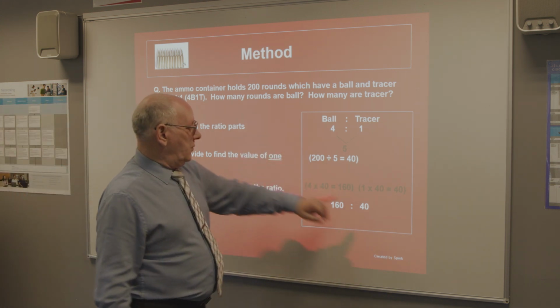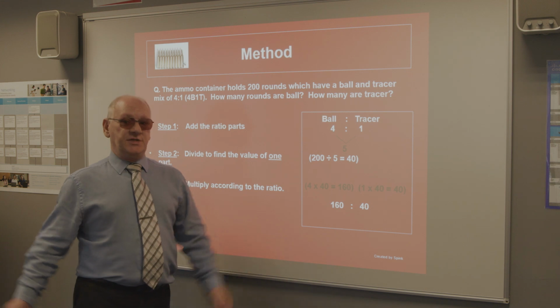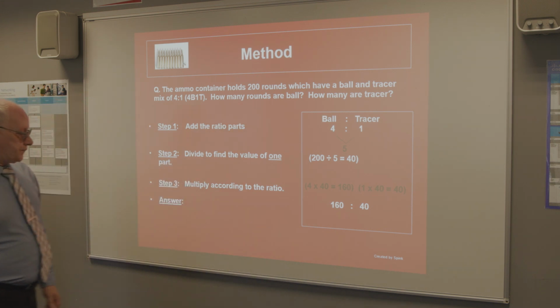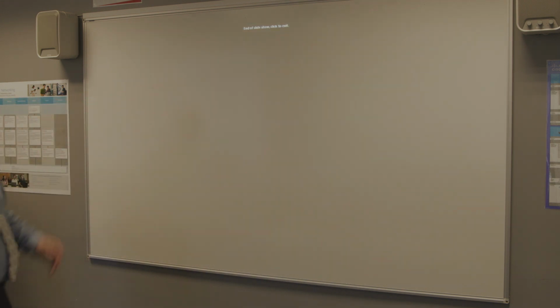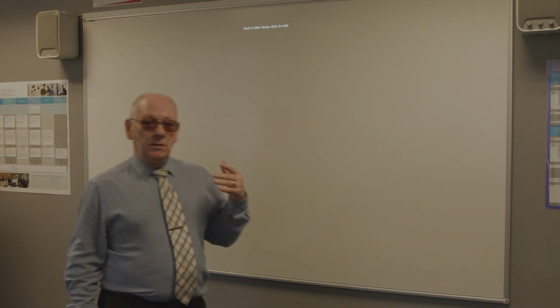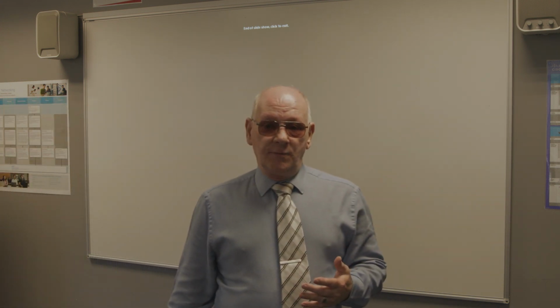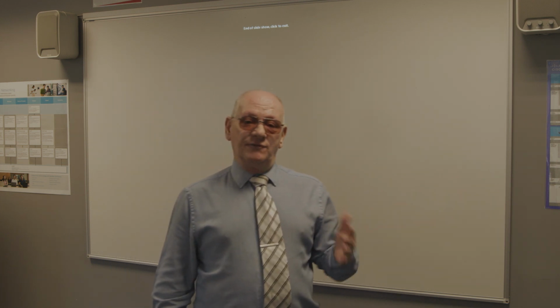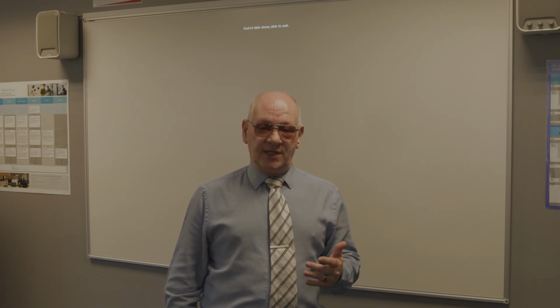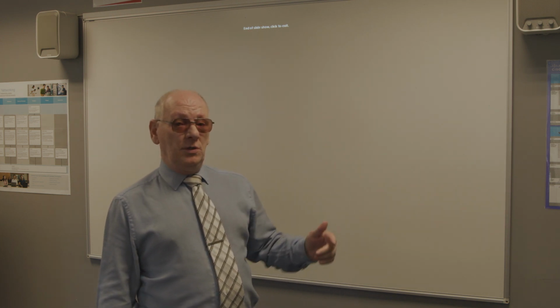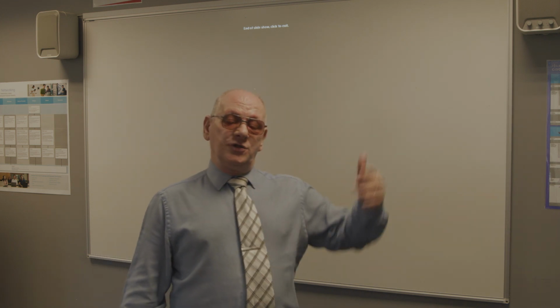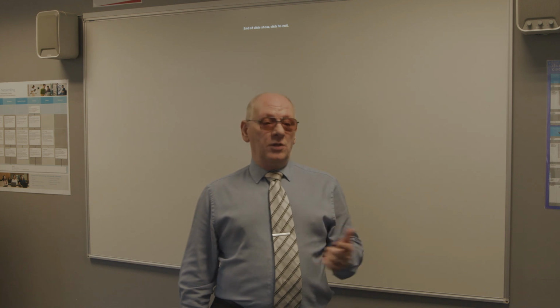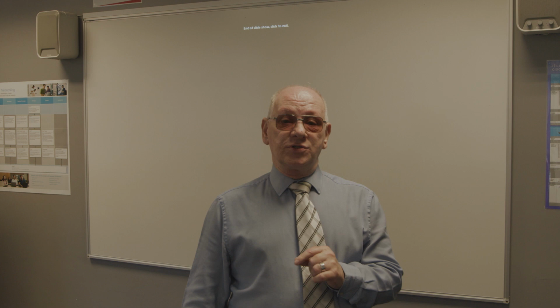160 ball, 40 tracer. That's it. If you haven't got all that, I know it's a lot to take in, especially when they split the questions into level 1 and level 2, so you've got 4 questions altogether, plus the original 2, so you've got 6 questions on there. That should be more than enough for you to look back at this video, work it out, and be able to work out these answers to all 6 questions.